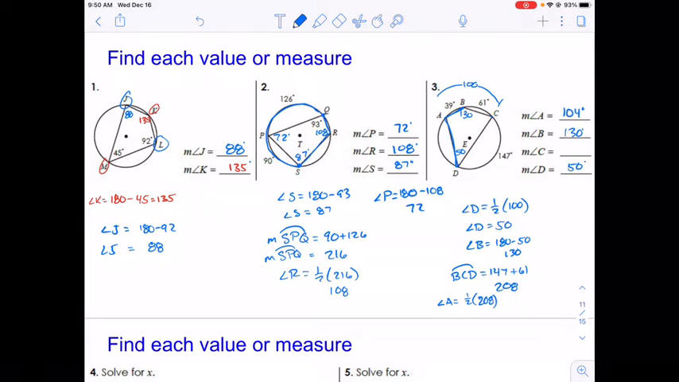And then, if this angle is 104, then the angle opposite it has to add up to 180 with it. So angle C is going to be 180 minus 104, which is going to be 76.